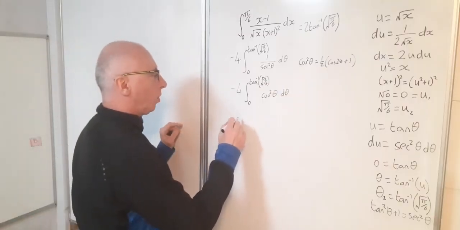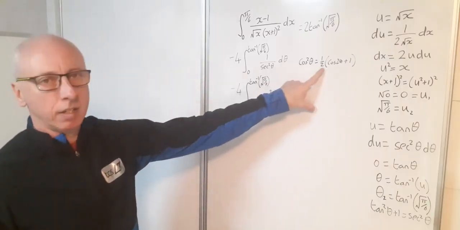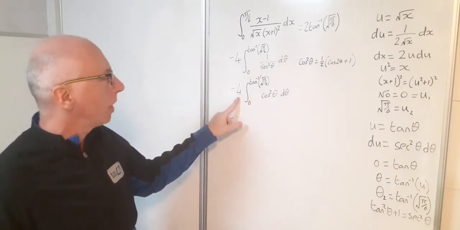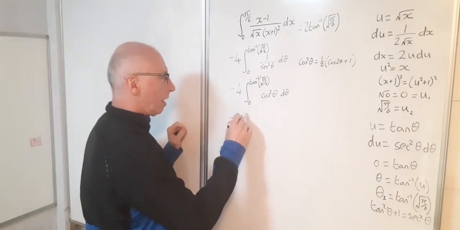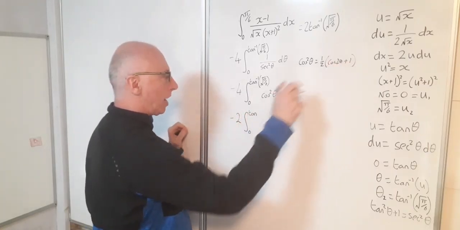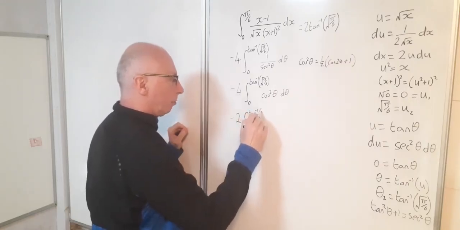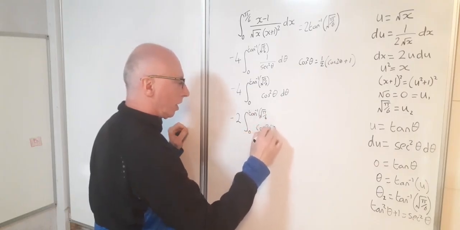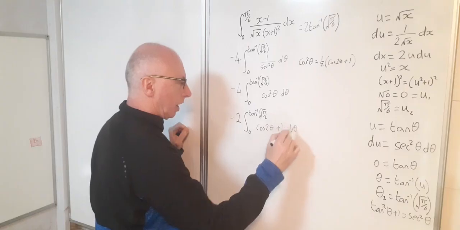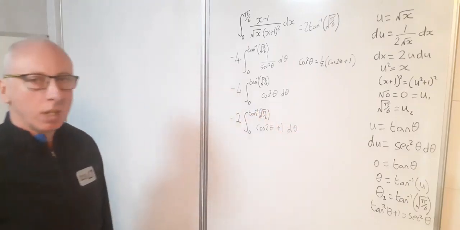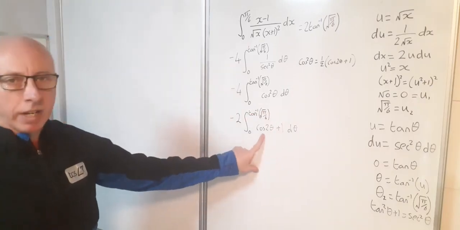So I've got -4, and now I've got a half here. Instead of putting my half in there, I'm going to bring it out and bring this to a -2. So that takes care of that, and I don't need the fraction now. I put my upper bound back in, and then I've got cosine 2 theta plus 1 d theta. Don't forget to close the bracket. We're ready now, we can integrate straight off.